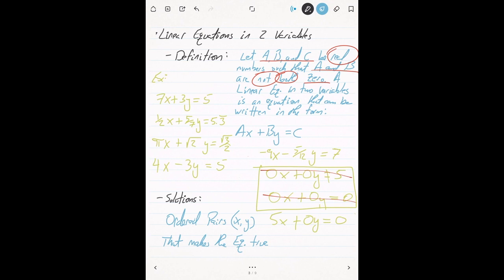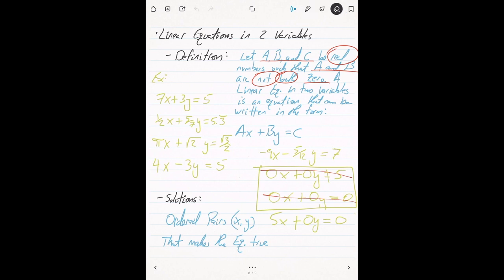To be a solution to a linear equation, you have to be an answer for x and an answer for y that when you plug these numbers in, it makes the equation true. If it made the equation false, like if one side was in fact not equal to the other side, then you know that those values don't make a solution.